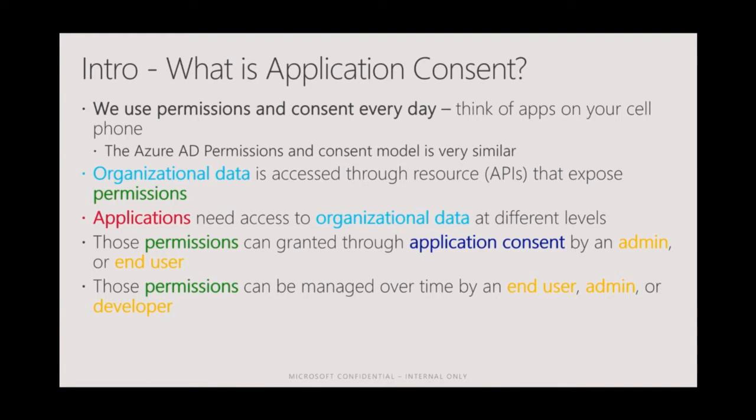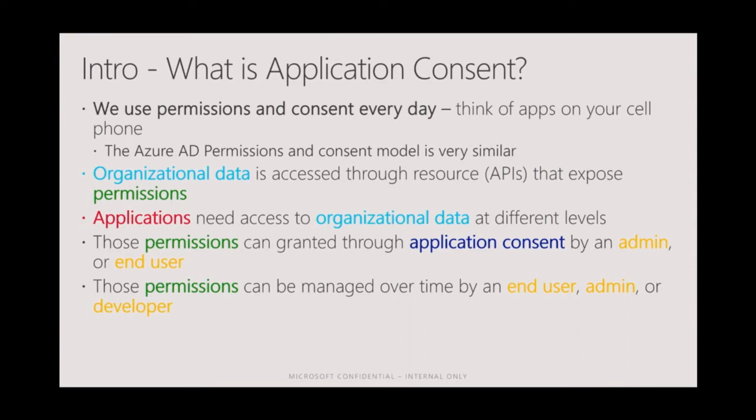So the concept is that organizational data that you want to leverage as a developer or as an administrator is accessed through APIs, right? And those APIs expose permissions. An example of a permission would be, I want to read Adam's mailbox, or I want to read all mailboxes for all of Contoso Corp, right? Very different levels of permission there, and we'll get into that in a second. Applications that a developer might create want access to that data to do cool stuff, right? And they request access at those different levels that I just described. So they might request access at a very high level, scary level, or at a very scoped level.